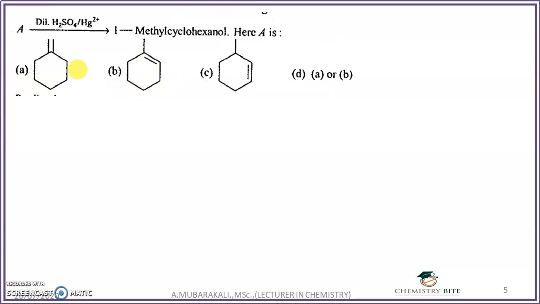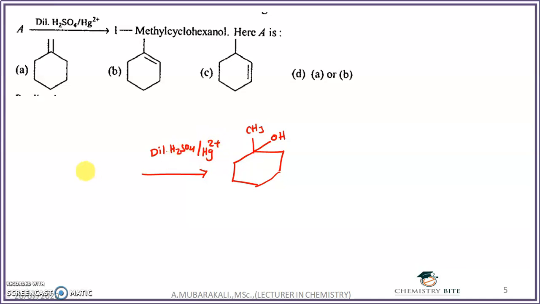Coming to the next question: A reacting with dilute H2SO4 in the presence of mercury gives 1-methylcyclohexanol. First I will write what 1-methylcyclohexanol is. Cyclohexanol means you have 6 carbons in a cyclic form, and on one carbon you have the methyl, and on the same carbon atom you have the OH. So this is 1-methylcyclohexanol. It is obtained from A by adding dilute H2SO4 with mercury, which is like adding water.